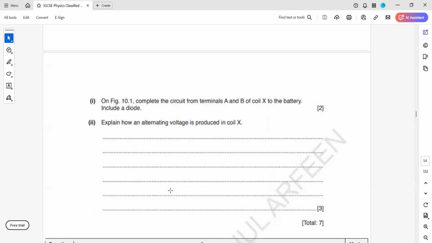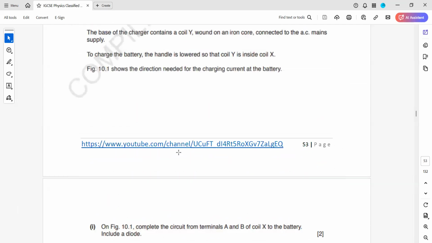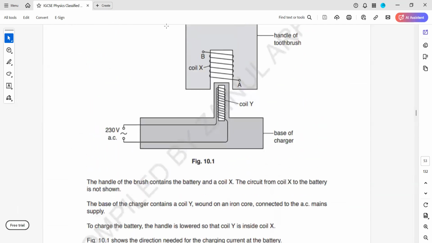Explain how an alternating voltage is produced in coil X. It's the working of a transformer. So what is the working principle here? The AC input.